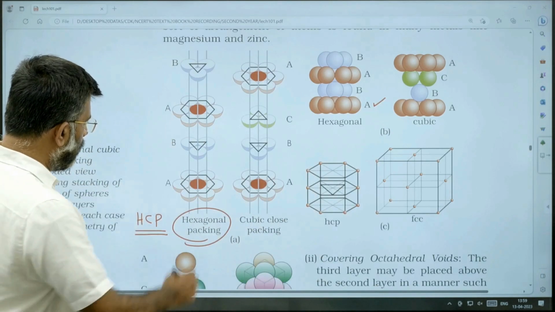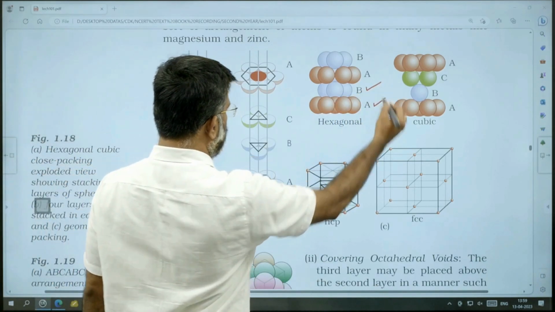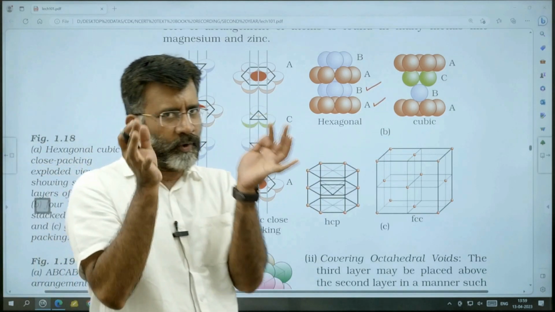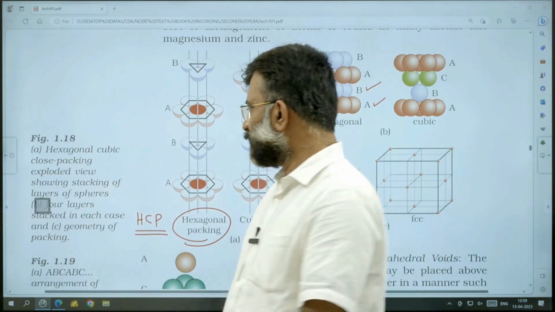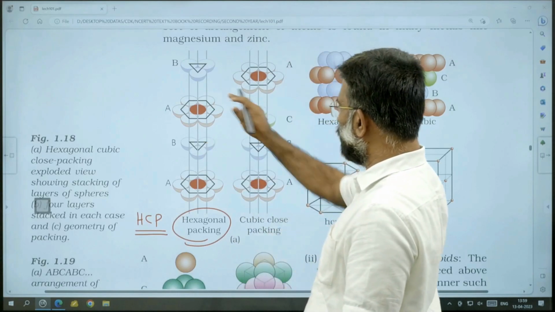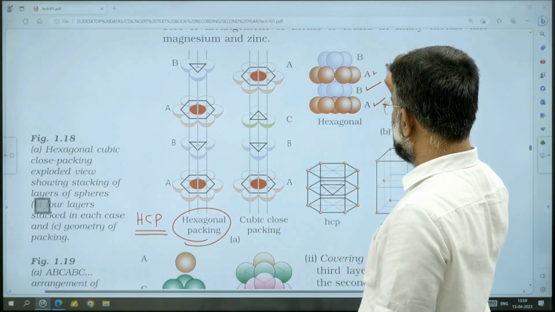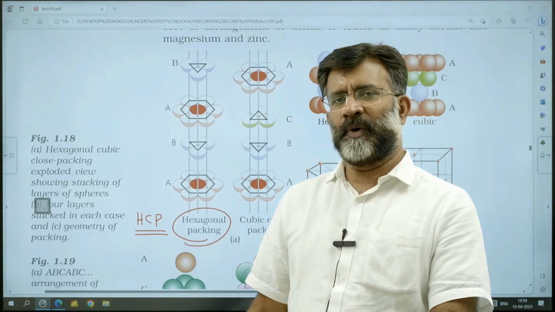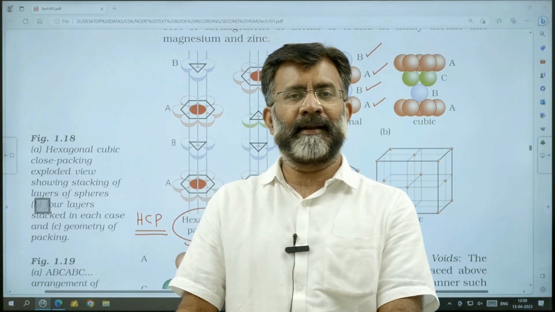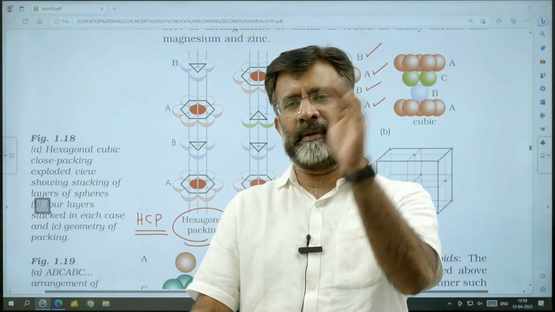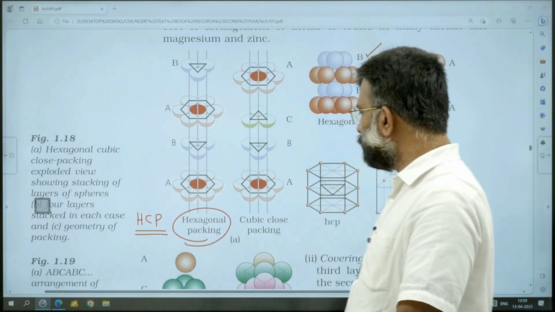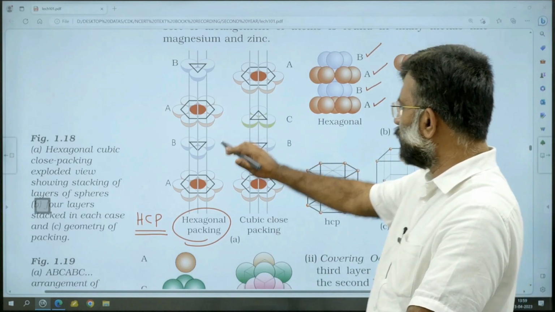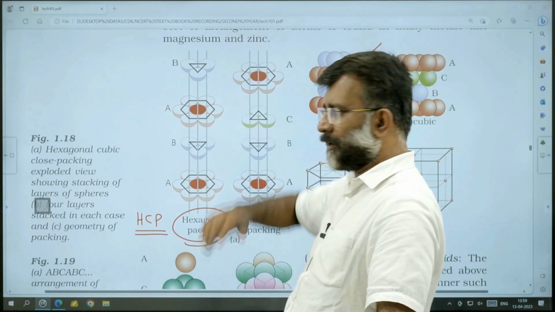Over the top, layer B. This is layer B, with 3 particles. We are representing one unit arrangement. So layer A, layer B, then layer A, then layer B. It repeats. That is what is called hexagonal close packing, AB packing.